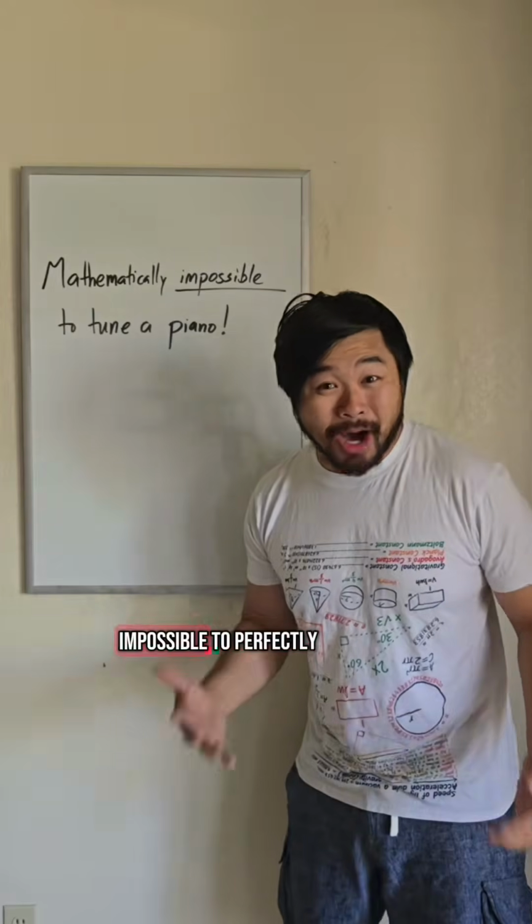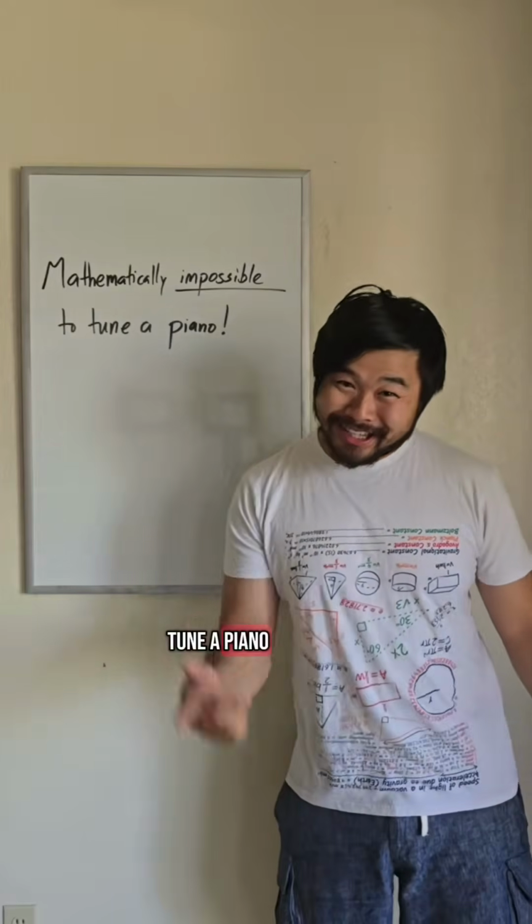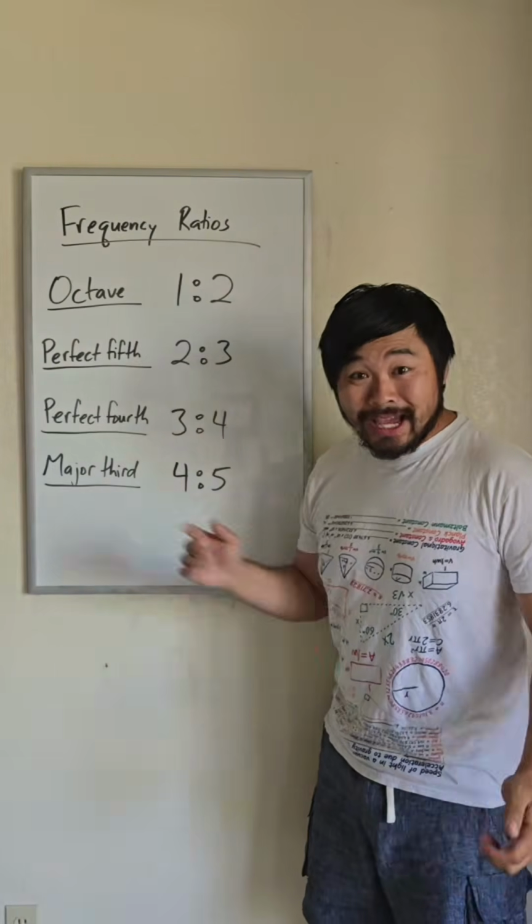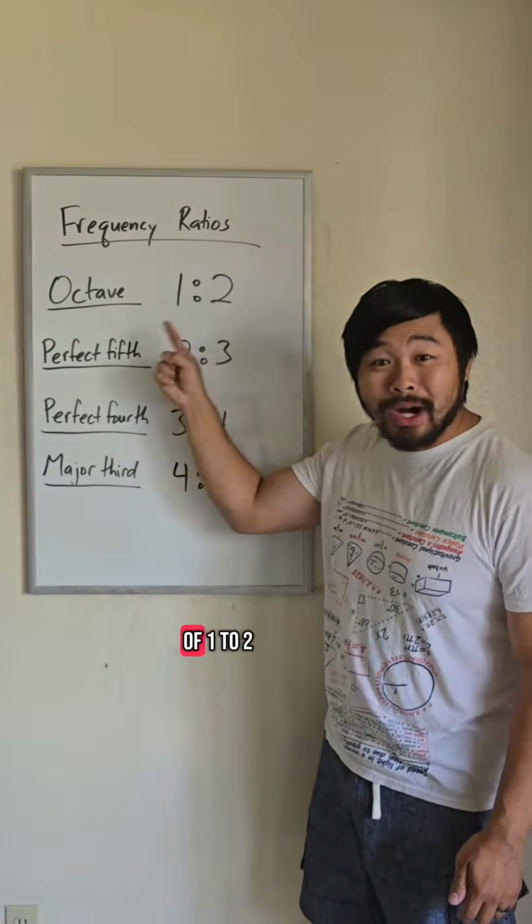It is mathematically impossible to perfectly tune a piano. Let's see why. Here are some common intervals and their frequency ratios. An octave has a frequency ratio of 1 to 2.